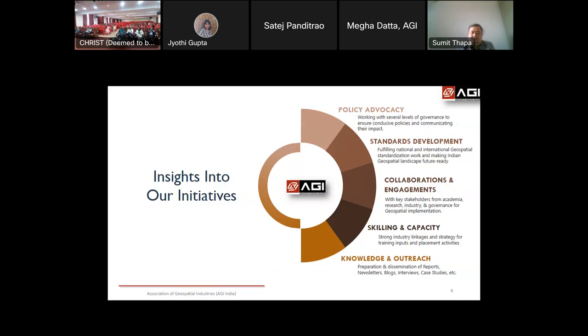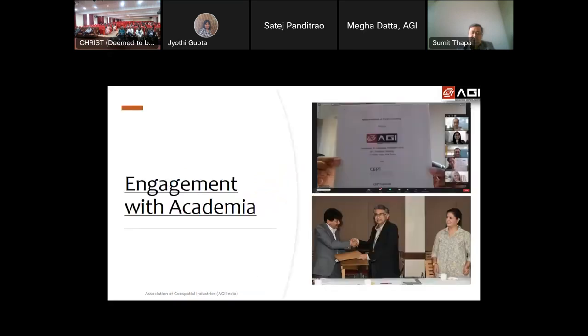Skilling and capacity building is one of our main focus areas in these times, along with knowledge and outreach. So AGI produces a lot of knowledge products, reports, newsletters, case studies, which are freely accessible to everyone online on our website. This is to promote the uses of geospatial technologies and to make people more aware about how these technologies transcend into different sectors.